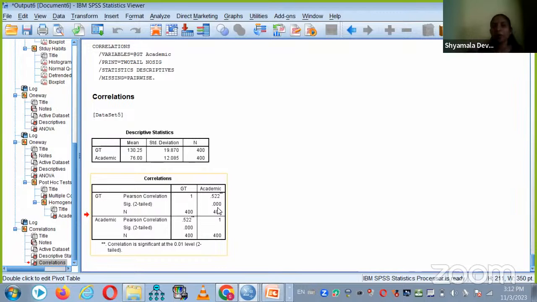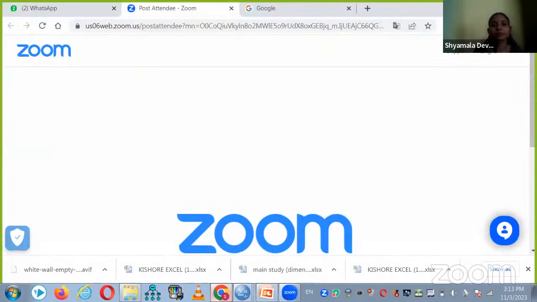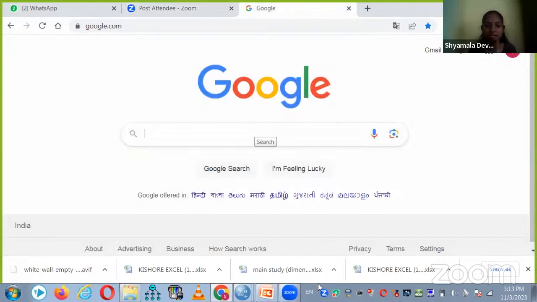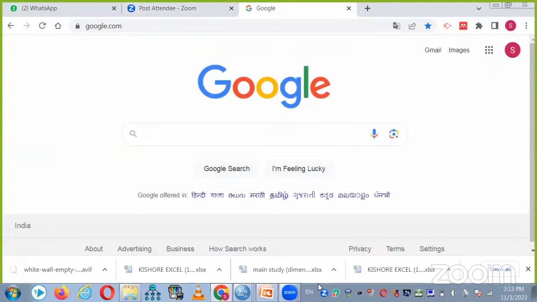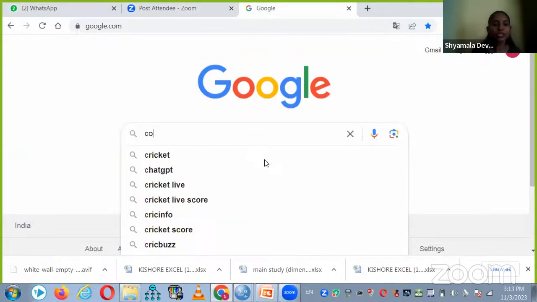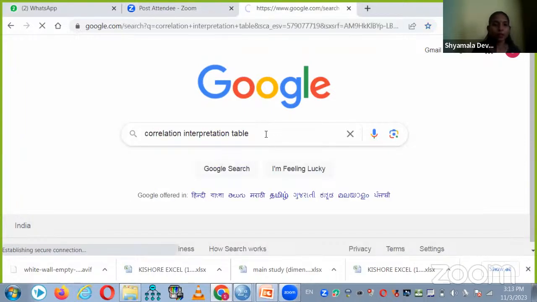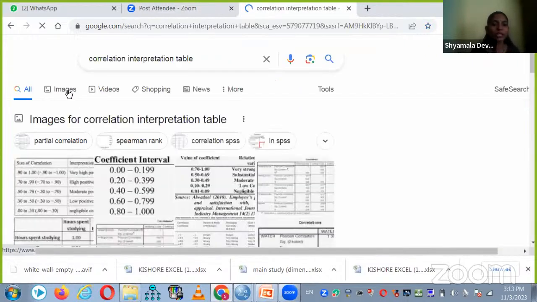Can you understand my point? We are not supposed to write the interpretation with the help of p-value only for this correlation technique. Then with the help of what are we supposed to write? For that, can you see my screen, Google screen? Yes, ma'am. Thank you. Let us look at a correlation interpretation table. Go to images.